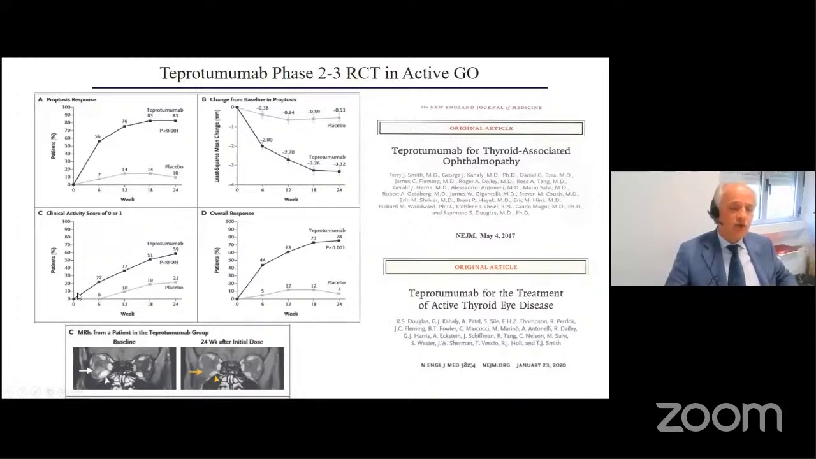Interestingly, there was also a somewhat delayed decrease of the clinical activity score, and also a significant response, in about 70% of patients, of the overall eye sign response. Interesting, if you see in this image, this is a CT scan of the patient before and after treatment. You see a significant decrease of the diameter of the eye muscle after treating with teprotumumab. So we're very excited about this.